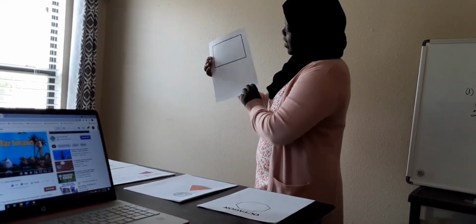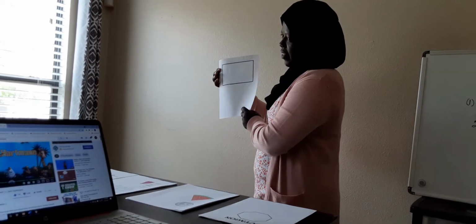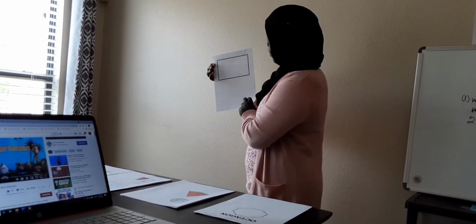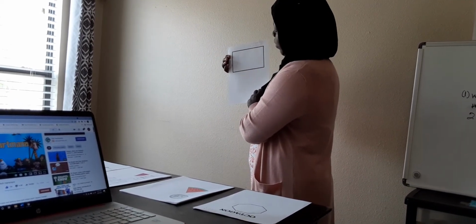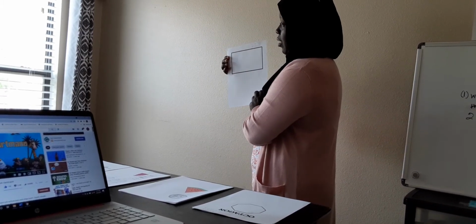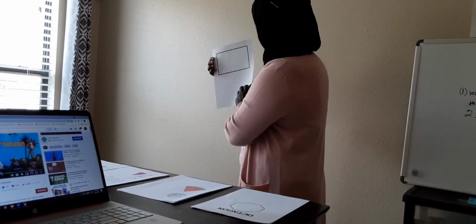Alan, could you please tell me what two-dimension shape this is? A rectangle, that's correct. You're absolutely right. So we can see a little bit of resemblance between a rectangle and a square, but there is a difference between both of them, and I'm going to explain that.